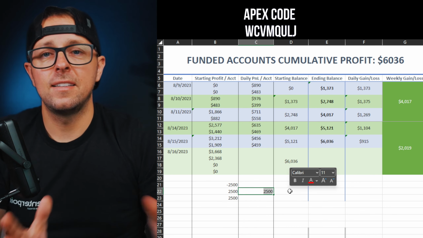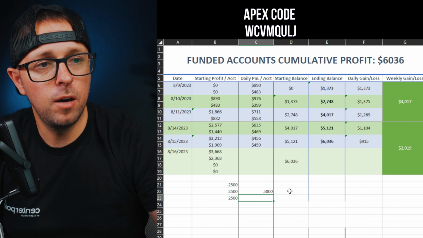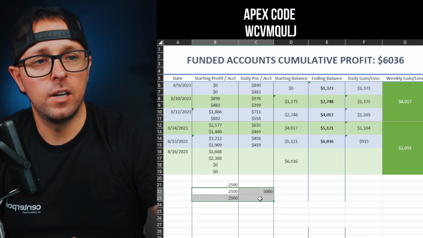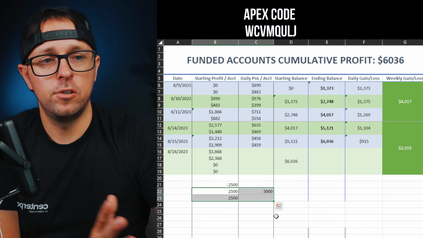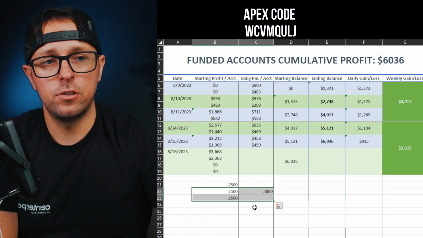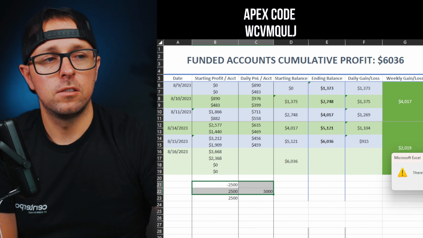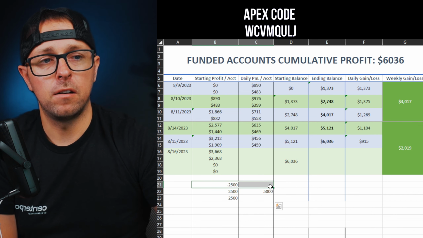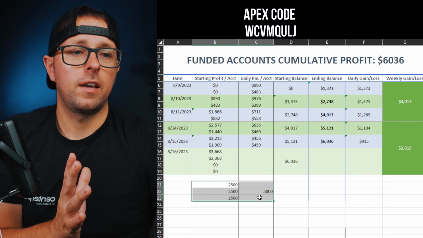But that is, again, not the case. You are actually up 5,000 because these 2 accounts are healthy. You are up 5,000. You'll be able to withdraw that 5,000 eventually. And this account is gone. So why should this account even matter? It does not matter. Okay, so that's one thing.